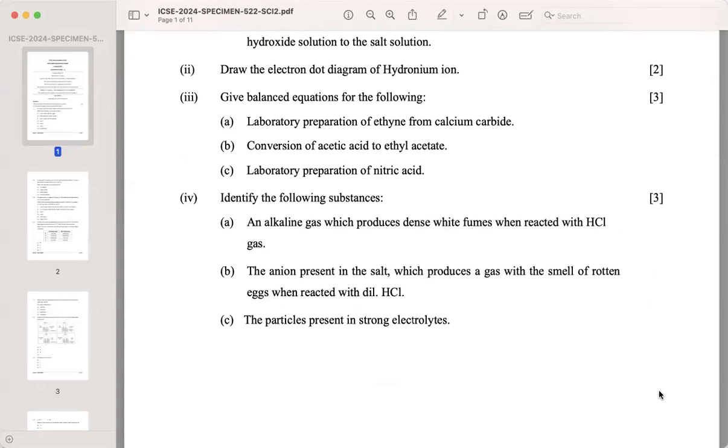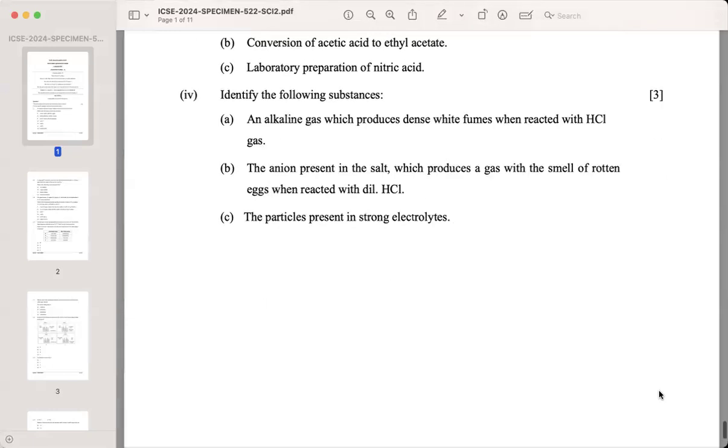Lab preparation of ethine from calcium carbide. CaC2 plus 2H2O gives Ca(OH)2 plus C2H2. Conversion of acetic acid to ethyl acetate, CH3COOH plus C2H5OH. On the arrow, you will write conc H2SO4, giving an ester CH3COOC2H5 plus H2O. It is an example of esterification reaction also. Lab preparation of nitric acid, KNO3 plus H2SO4. On the arrow, you will write less than 200 degrees centigrade, giving KHSO4 plus HNO3.